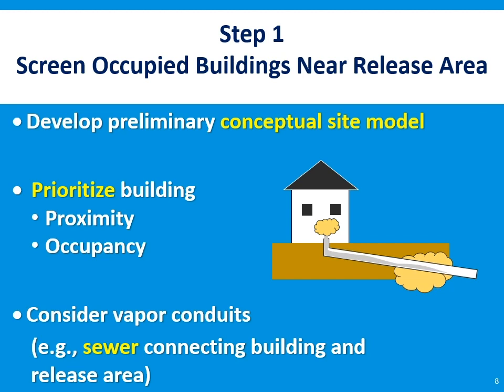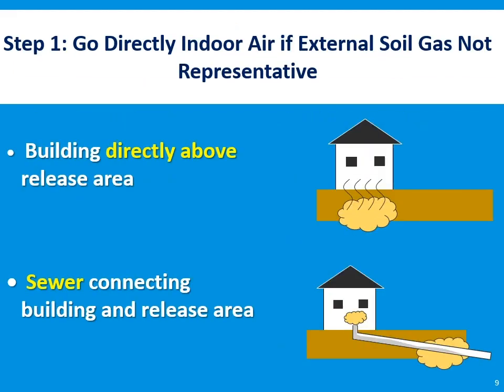Furthermore, due to sewers acting as a potential vapor conduit, the sewer pathway should be integrated into the conceptual site model for the building. In step 1, there are two scenarios where soil gas sampling should be bypassed and practitioners should go straight to the sampling of indoor air.